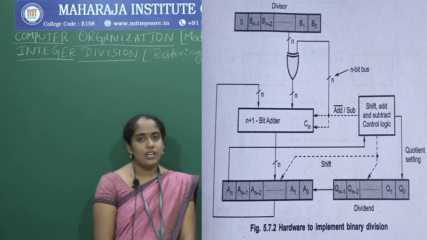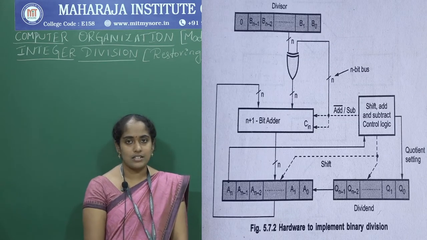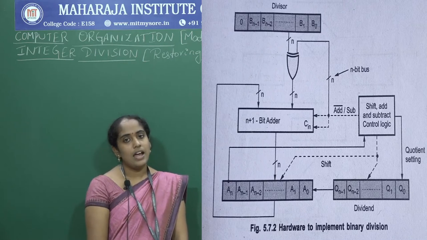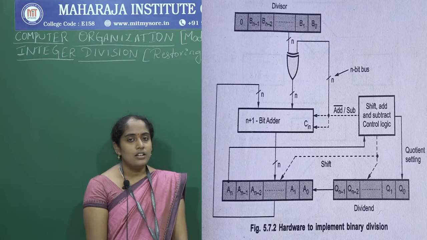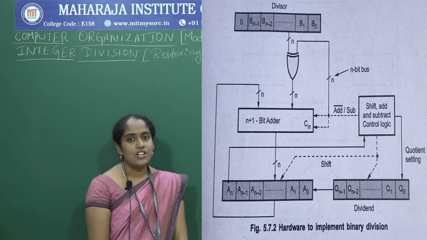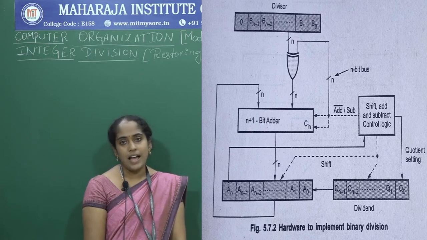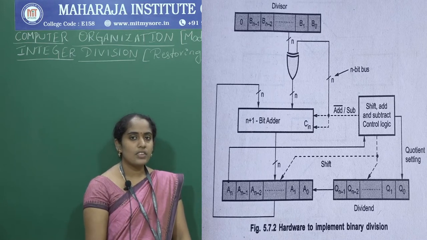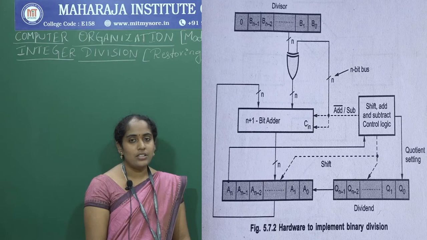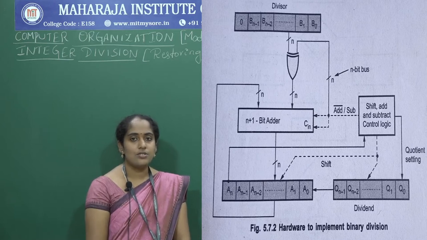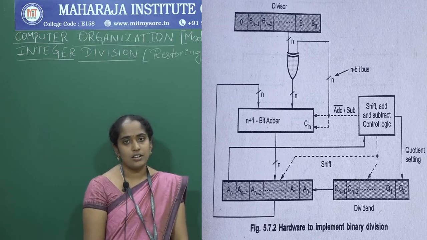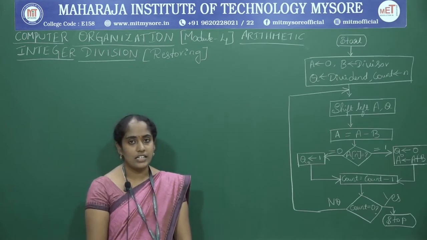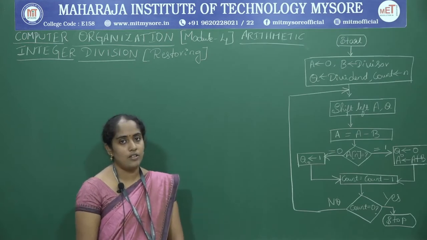In that we have four important registers, that is A, B, Q and N. We also have shift and subtract control logic, which is used to shift the value in the register and to set the quotient value. Now let's see the flow chart of the integer division restoring algorithm.